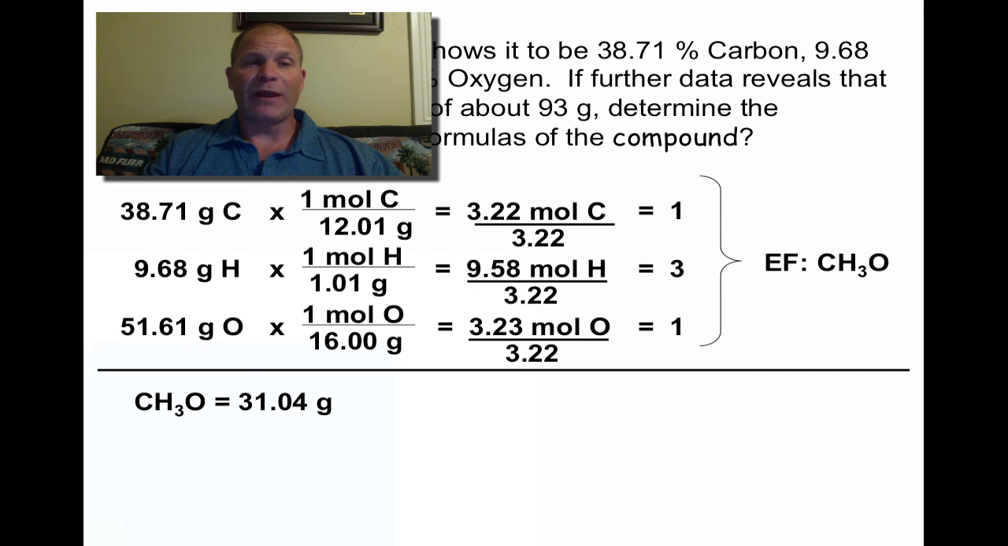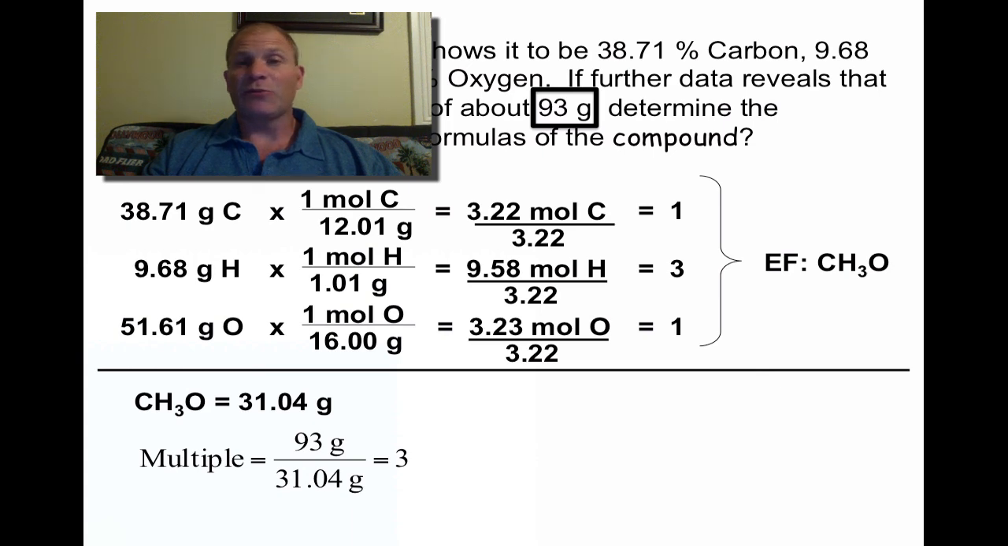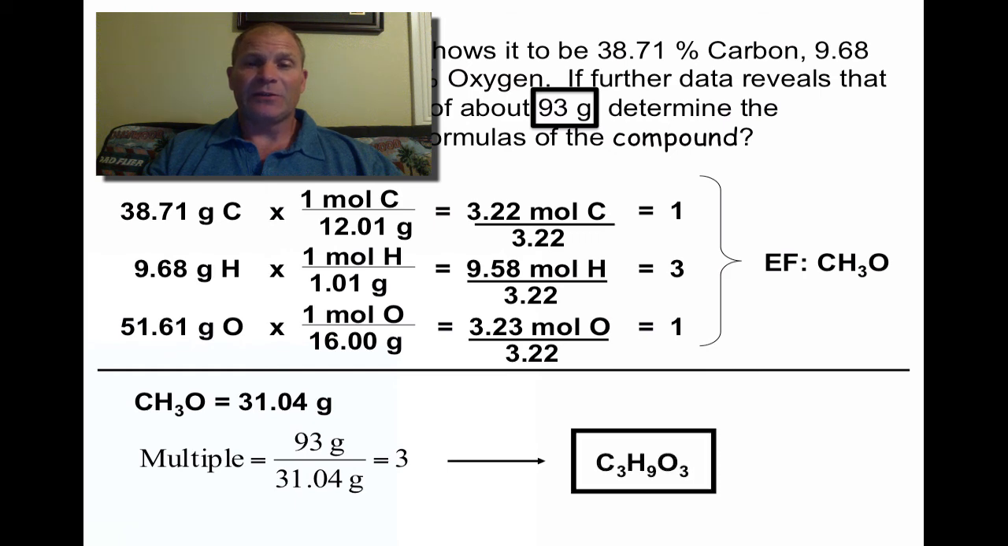That's my empirical weight. My molecular weight was the 93 grams provided for me within the problem. So I'll take 93 and divide it by 31.04. Now at this point, we're back to regular rounding rules, and it comes to my nearest whole number of 3. So now I'm going to take my multiple 3 and distribute it back through my empirical formula, and I'm going to raise it up to C3H9O3. That is the molecular formula.